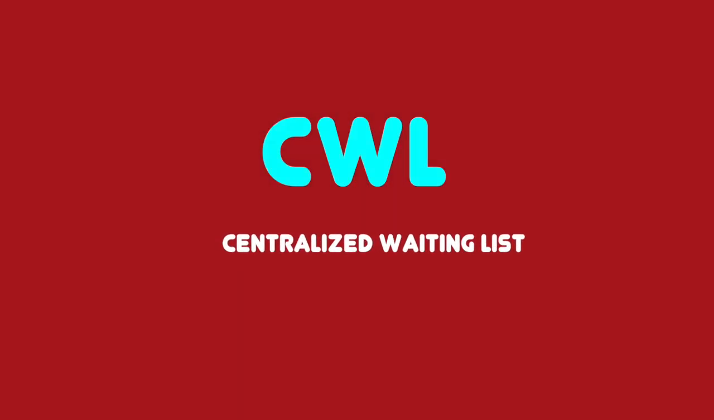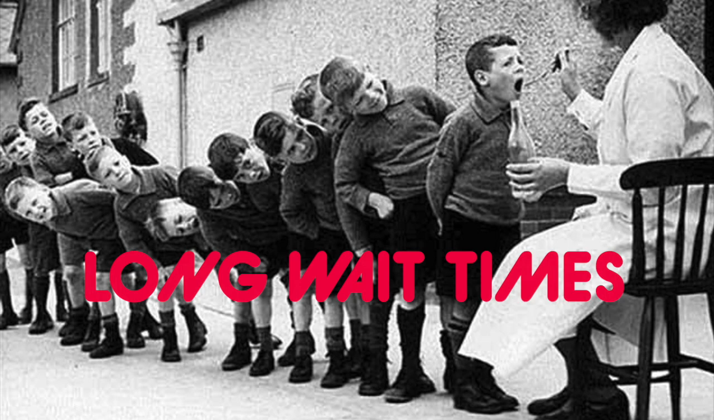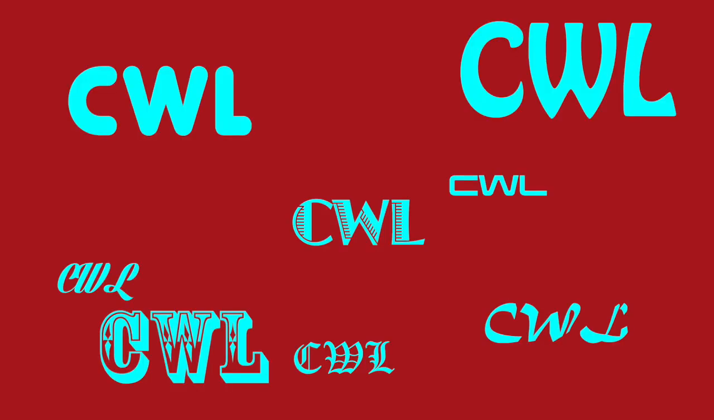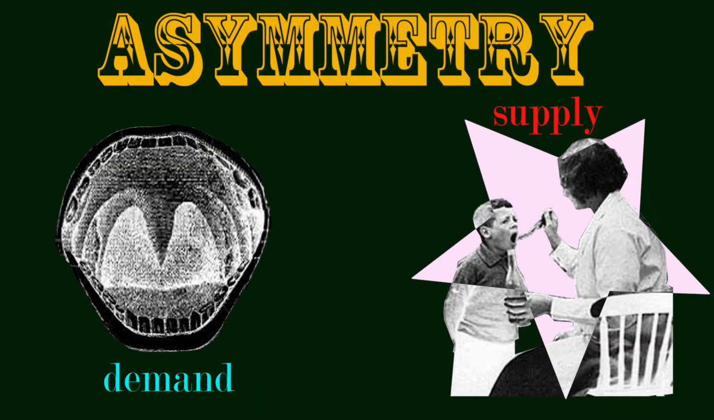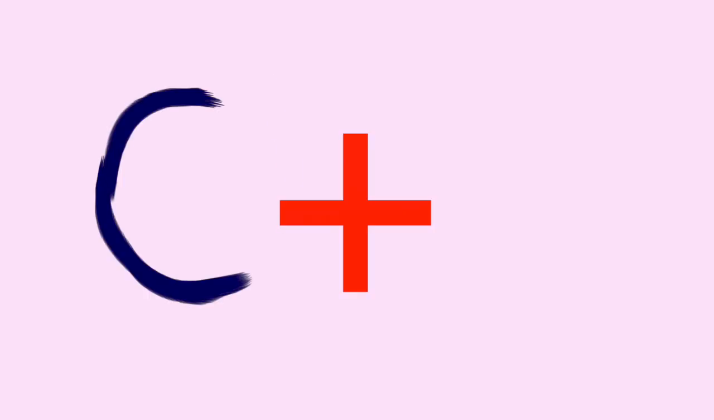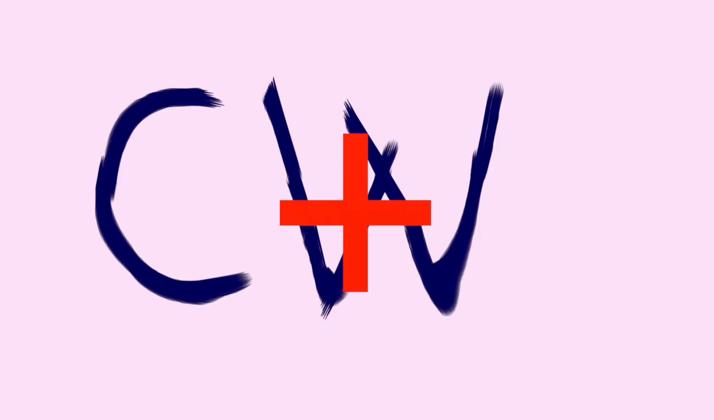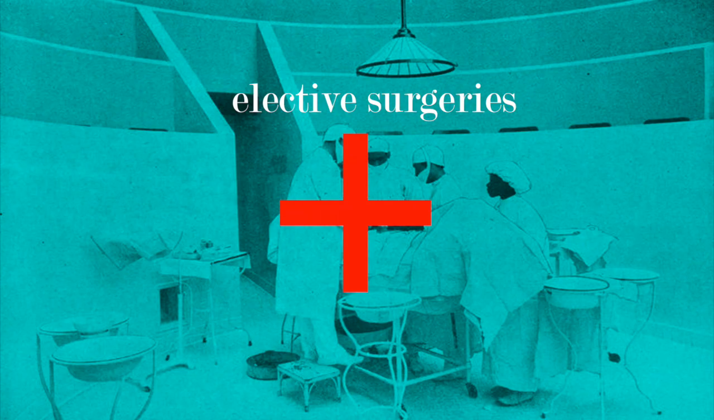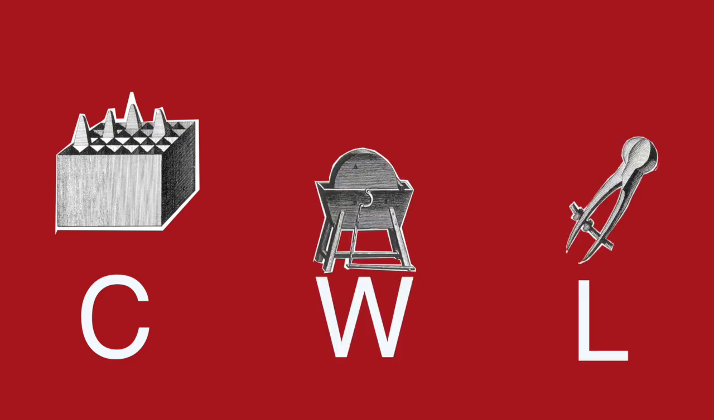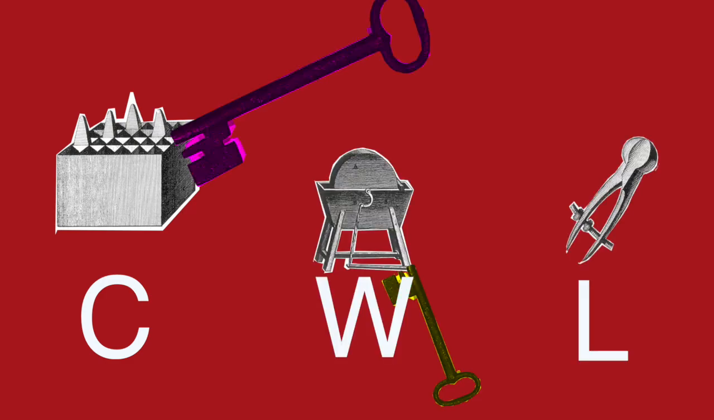Centralized waiting lists are a mechanism used to deal with problems with long wait times and poor access to a given service. They are used in different contexts to manage the asymmetry of demand and supply for a given service. In healthcare, centralized waiting lists have been used for various types of services, most commonly for elective surgeries. When designing a centralized waiting list, decision makers should take key elements into consideration.